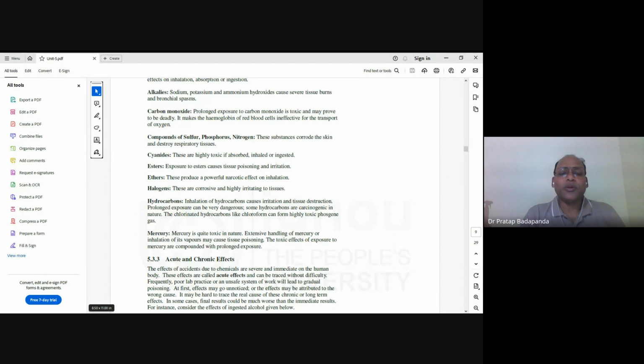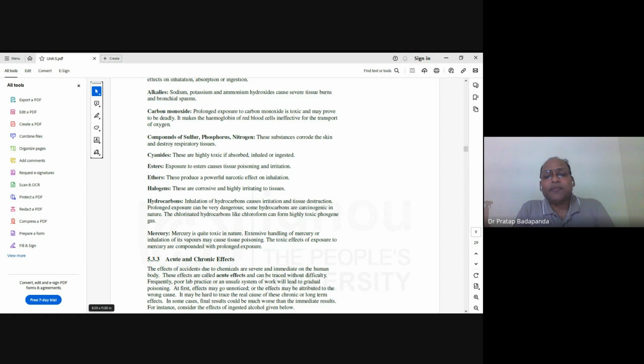Okay. Then mercury is quite toxic in nature. When you are doing your work at the workstation and the mercury is there, you know that mercury is in liquid form. If you toss it accidentally and put it in your mouth, it is dangerous, because it collapses the heart immediately. So be careful about that.